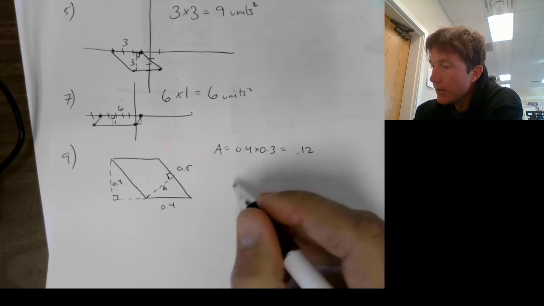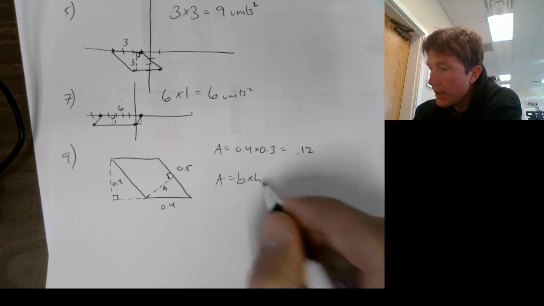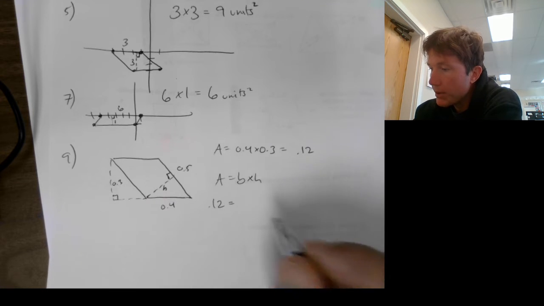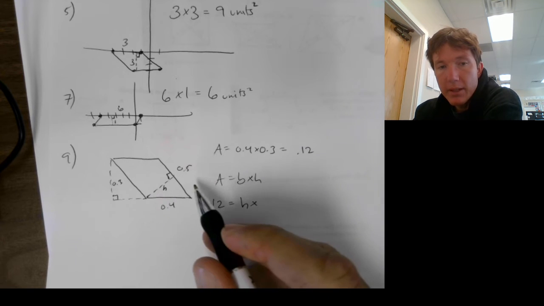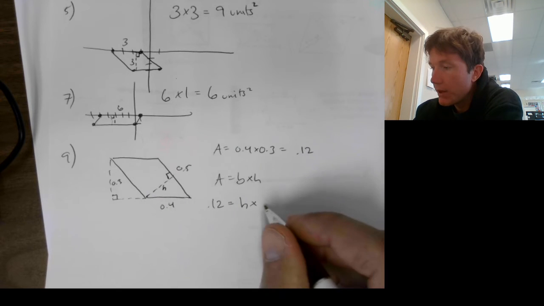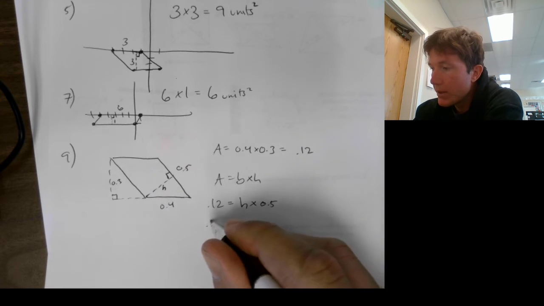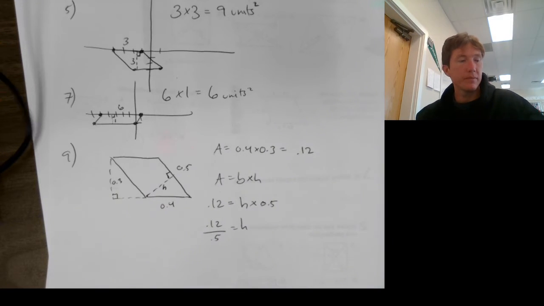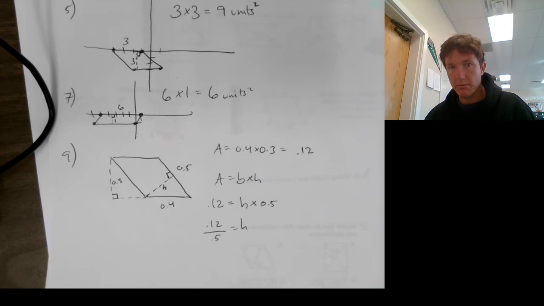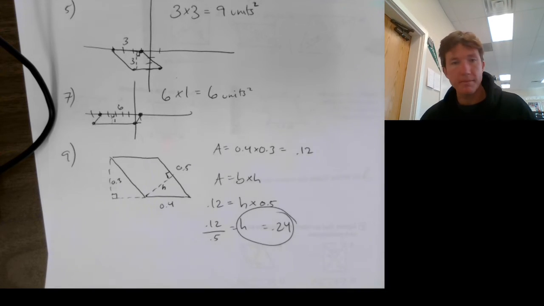So to get h, I know that area is equal to base times height. My area is 0.12. I don't know what h is. That's this. But the base that corresponds to that height is 0.5. So I need to divide 0.12 by 0.5, and that should give me h. So let's go ahead and do that. I think it's about 0.6. Oh, I was off. It's 0.24. So h is equal to 0.24.